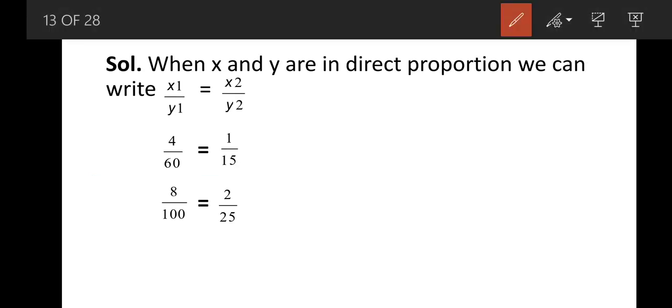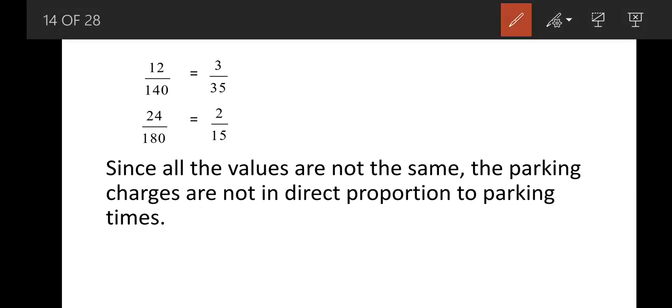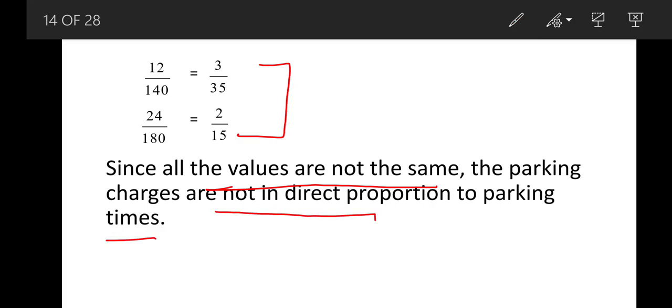As we know, when x and y are in direct proportion, we can write like this. 4 over 60, I have taken the first ratio, that is 1 over 15. 8 over 100, we are getting after solving 2 over 25. 12 over 140, you will be getting 3 over 35. 24 over 180, you will be getting 2 over 15. So we have seen that the ratios of all the values are not the same. You can compare these two values, this is not the same. The previous two values are also not the same. So the parking charges are not in direct proportion to the parking times. This is how we are supposed to proceed in question number 1.